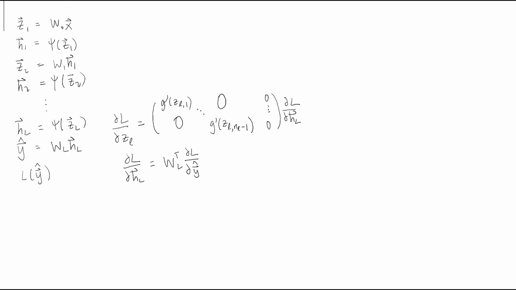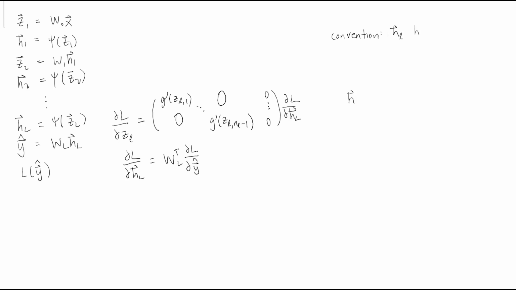Again, just to make it very clear, this is coming from the convention that I'll write down over here. Maybe let's write it another way. The convention is that HL has NL components. Then ZL has NL minus 1 components, because HL is obtained by applying the activation function on Z and then appending a 1 at the end.